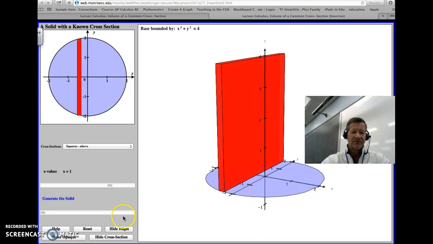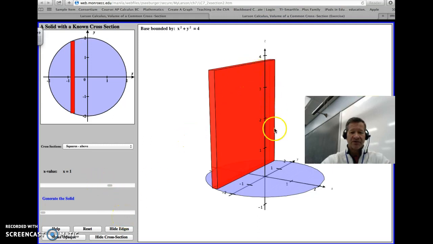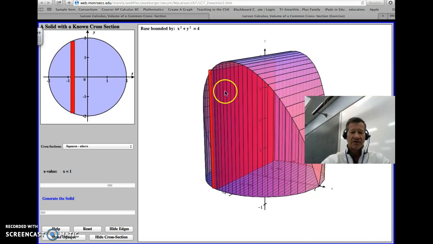I did that movement a ton ago, but you can see the square is really big in the middle, and when it's closer to the left side, now it gets smaller. Oh, and there's what the solid ends up looking like. All these squares end up looking like this solid.